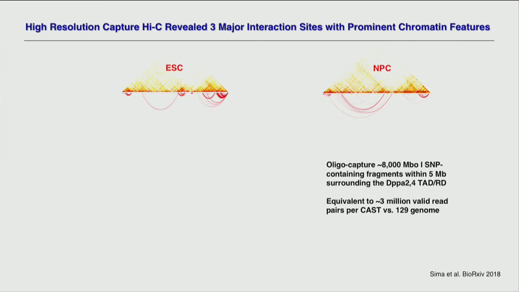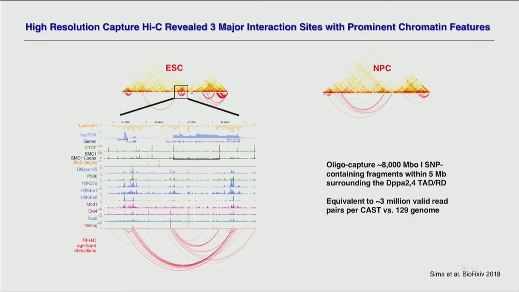So to predict where to delete, we generated a very high resolution capture Hi-C heat map to see the fine scale structure of the domain. And we used Peak-fit Hi-C to call significant interactions of this region. If you zoom in to the domain, you can immediately appreciate about 3 sites that look like they mediate the strongest interactions within the domain, other than this cohesin-mediated loop and CTCF sites.